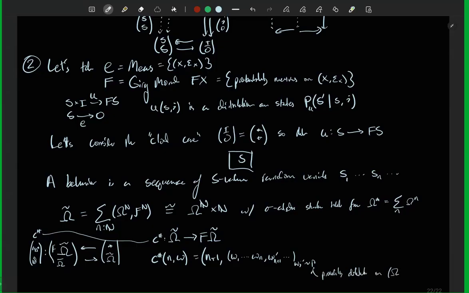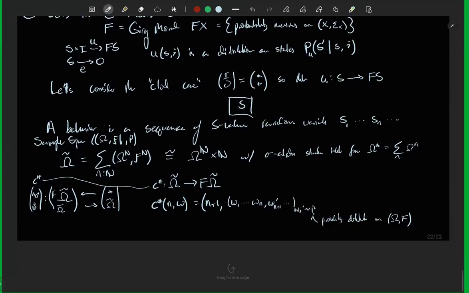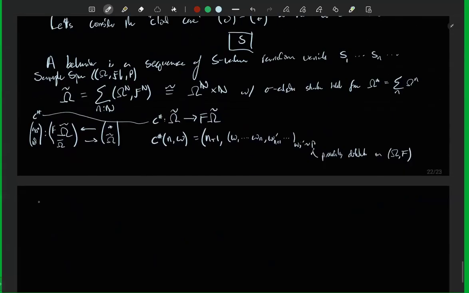I should have said somewhere, we need a sample space. That's going to be omega, f, and a probability distribution on it, p. What this will represent then is that a behavior here will be a sequence of random variables whose law evolves according to this Markov process.